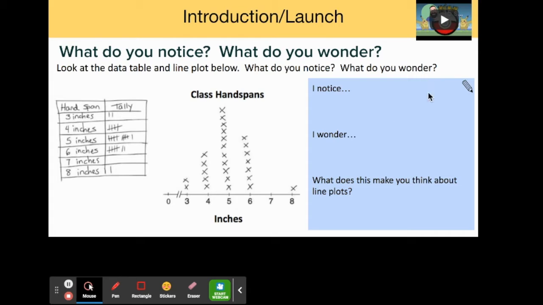This problem is also asking us to do a notice and wonder from the data in the tally chart and the line plot. This graph that you see here with all the little X's is a line plot. Line plots usually show the number of times that something occurs, which is also called the frequency. I'll give you 15 seconds to jot down some noticings and wonderings.